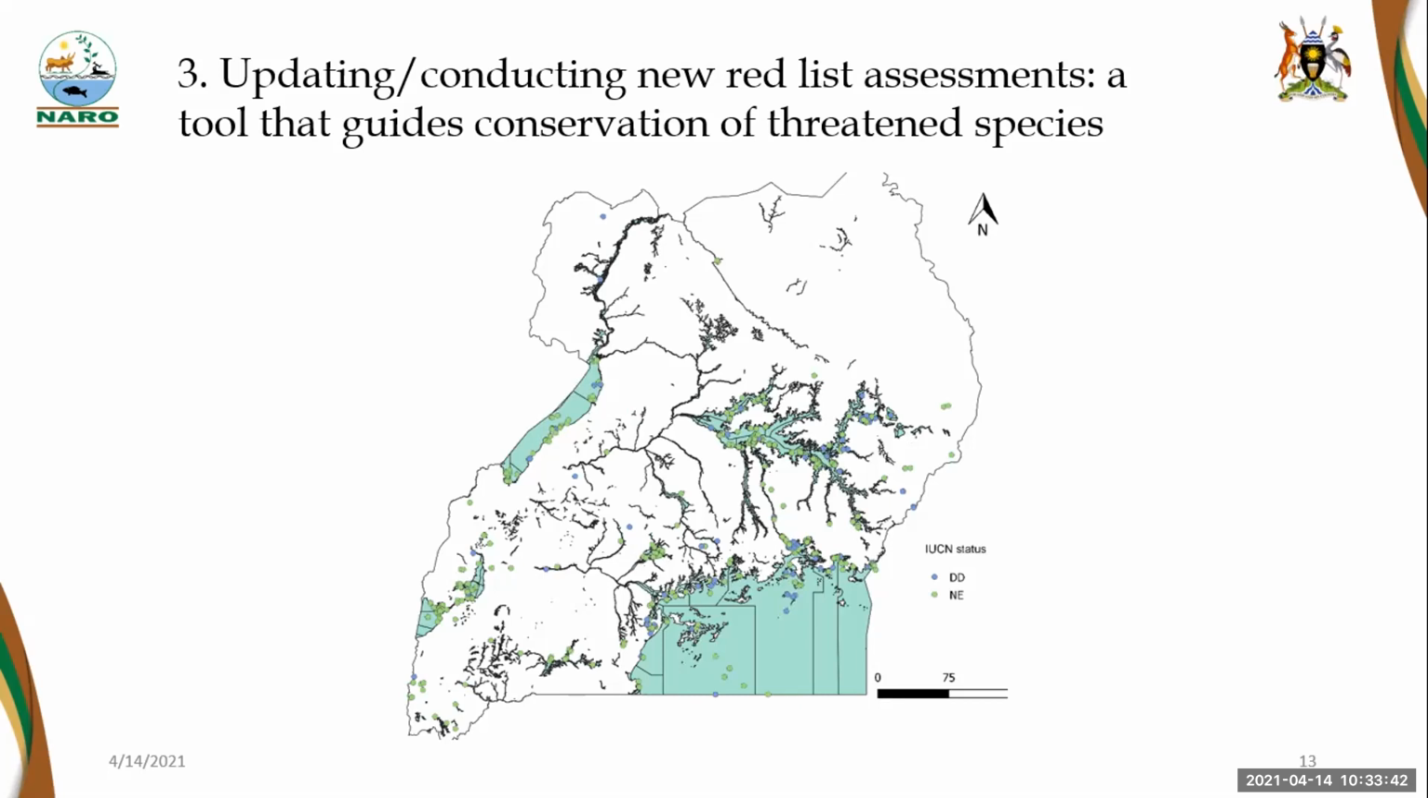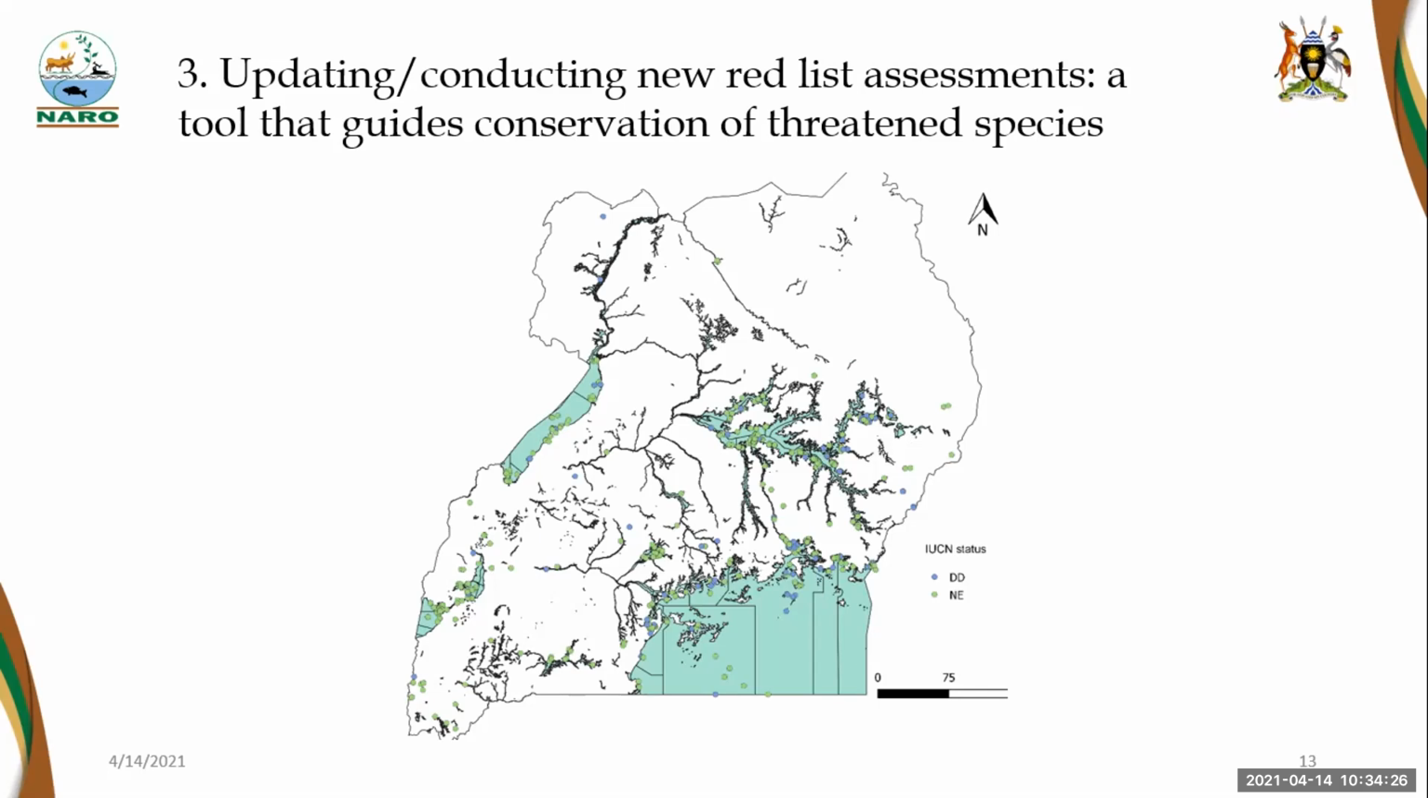Then let's look at red list assessments as a tool that guides conservation of threatened species. I will start with the national red listing as a tool for conservation planning. And of course, one may ask why we are interested in national red list when we have global assessment. But we all know that conservation is more effective at local scale. And by the way, species may be least concerned at global scale when they are actually at the verge of extinction locally. So that's why national red listing is important.